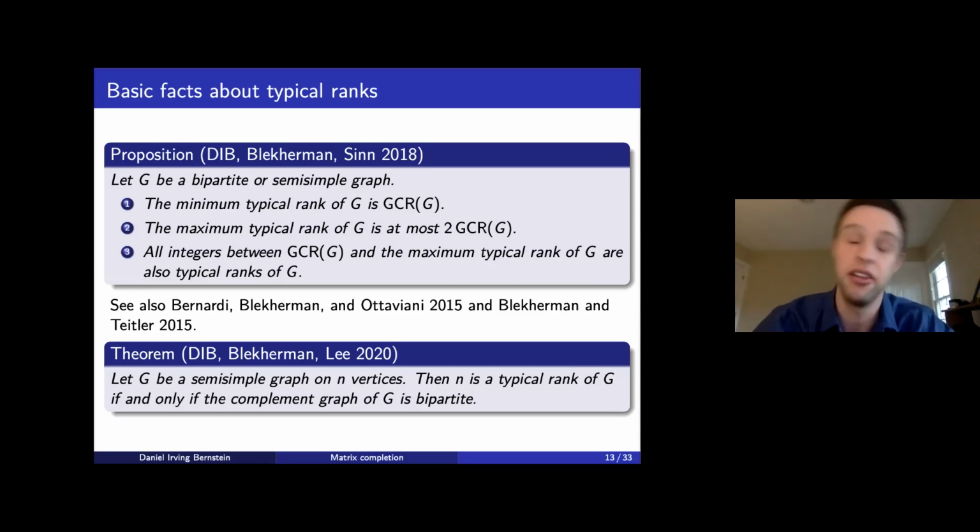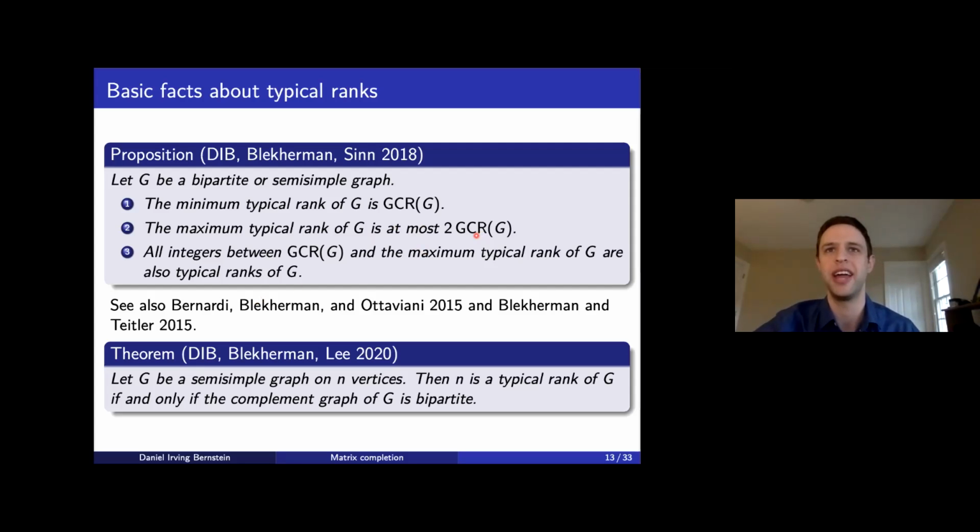It's more complicated than in the complex case, but it's possible to get a handle on things. So in particular, the maximum typical rank of a graph G is the generic completion rank. So this is hopefully an answer to your original question of why is it relevant over complex numbers when you really care about real completions? Well, because the best that you can hope to do generically is what you can do over the complex numbers. But that also gives you an upper bound.